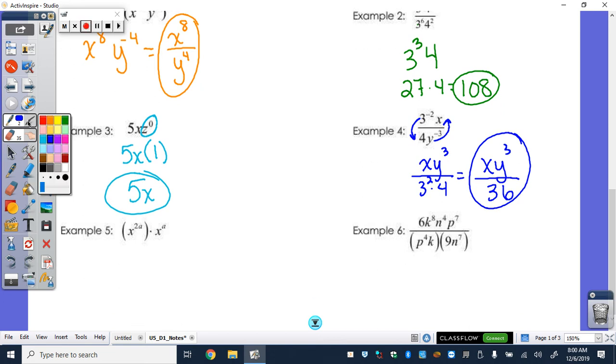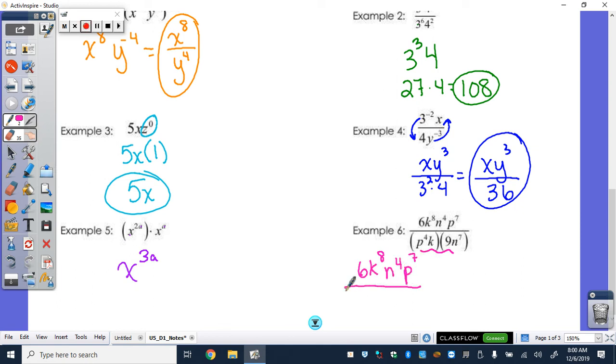Example 5 over here, multiplying, so we need to add these exponents. 2a plus 1a makes that x to the 3a. And then over here, you want to multiply that denominator first. Numerator stays the way it is for now. We get 9, p to the 4th, k, n to the 7th. Order really doesn't matter. As long as you got them all in there, we're good to go.